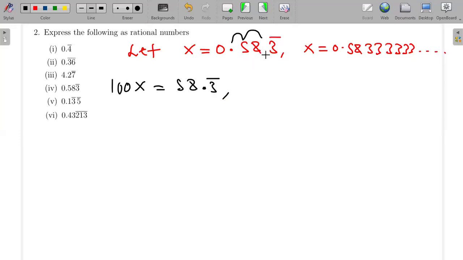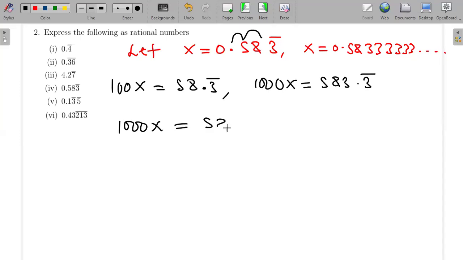further. That's the same as multiplying by 1,000. Or if you want, you can just multiply this by 10. So that will be 1,000x equals 583.3 bar. And then I subtract the two. So it will be 1,000x equals 583.3 bar, minus 100x equals 58.3 bar.